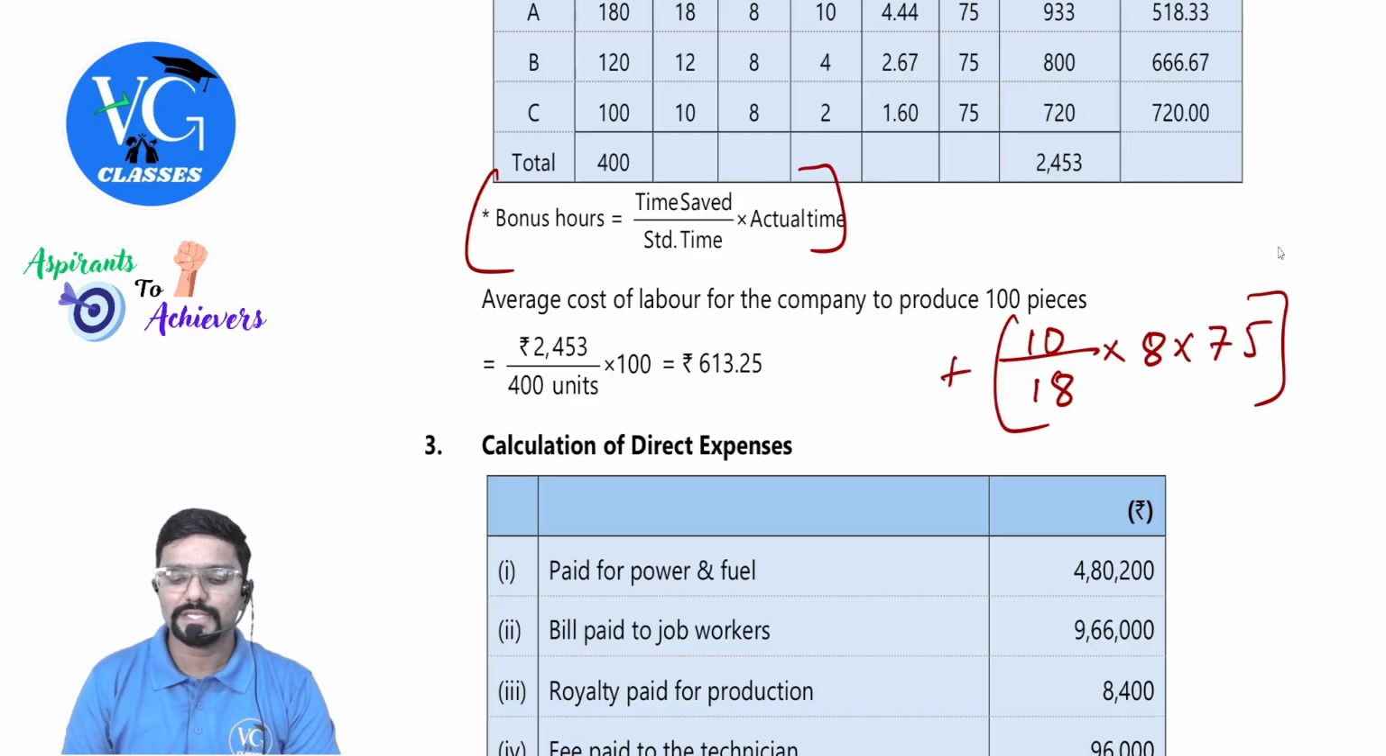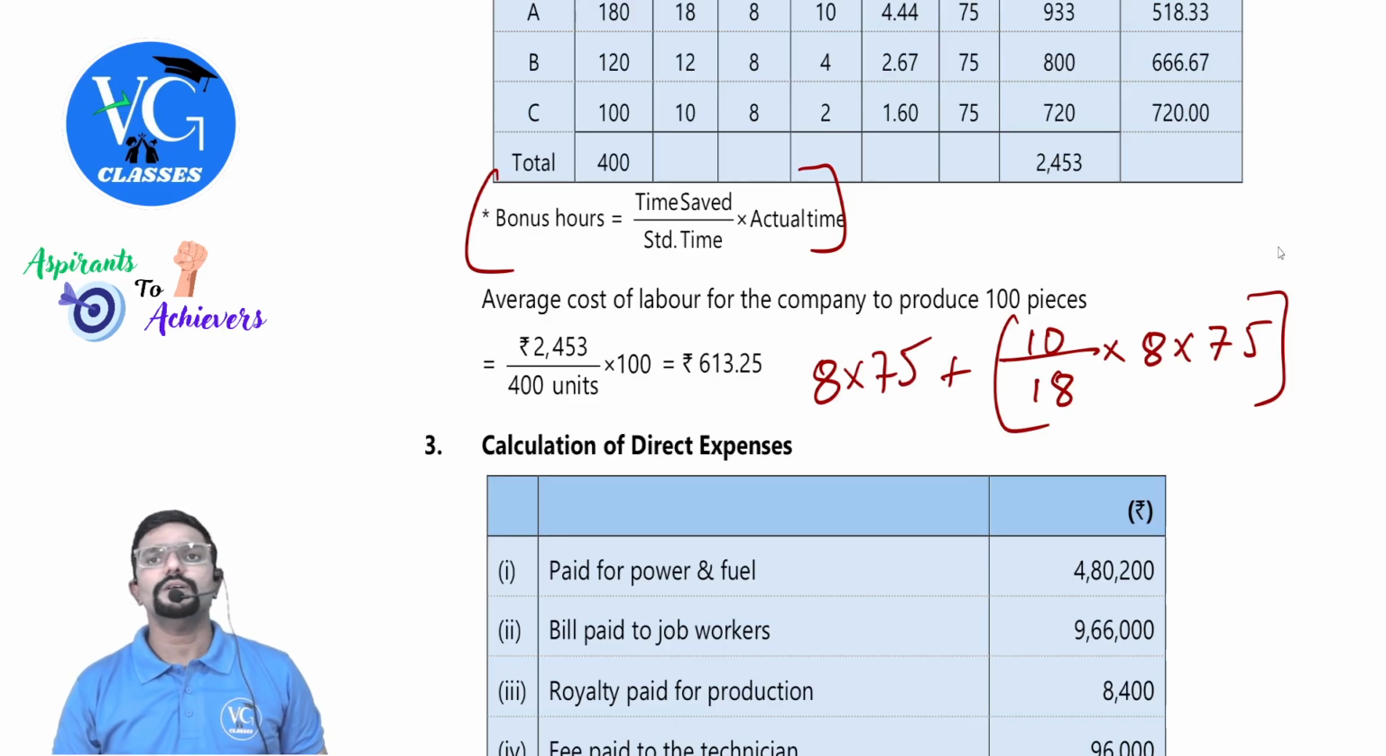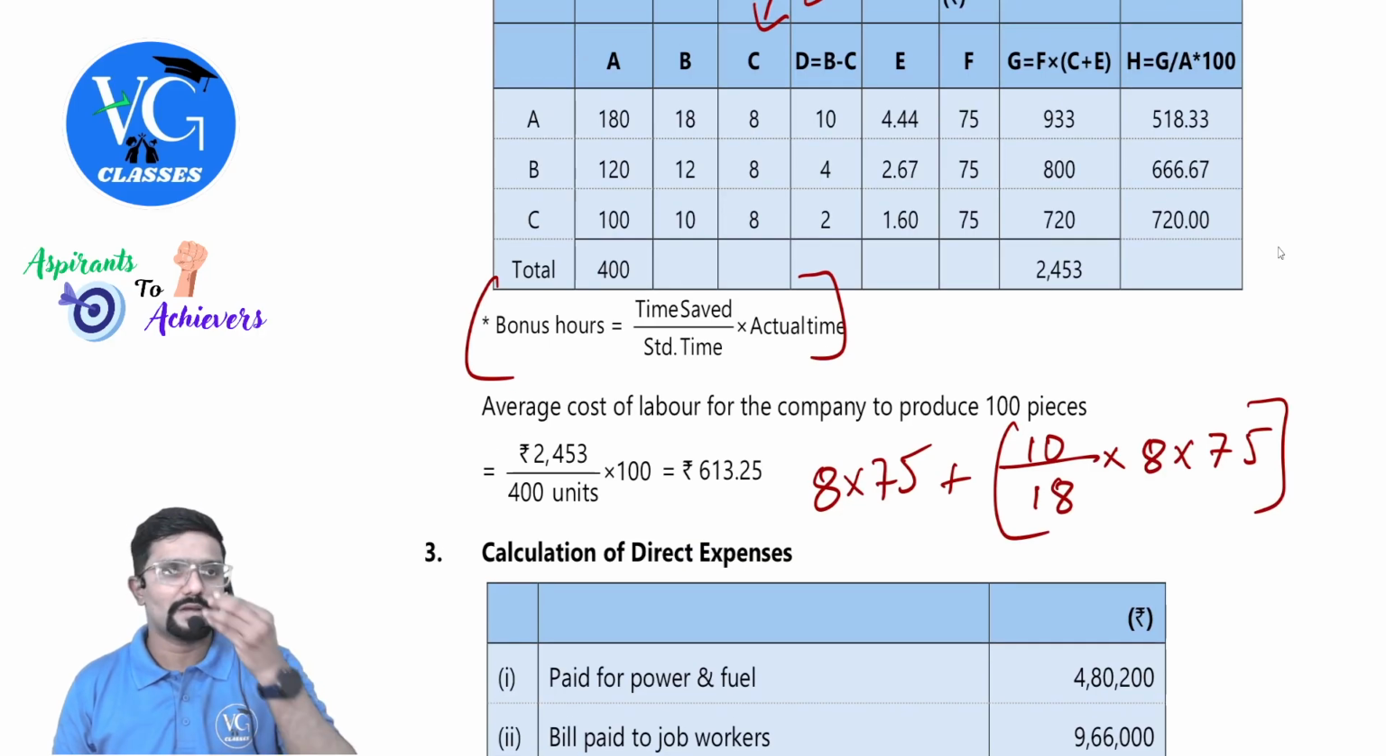Sir, what about basic wages, sir? 8 into 75. You will get the same number. 933. Cross check. 933.